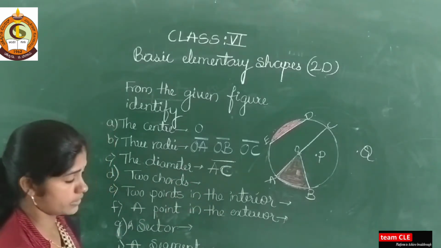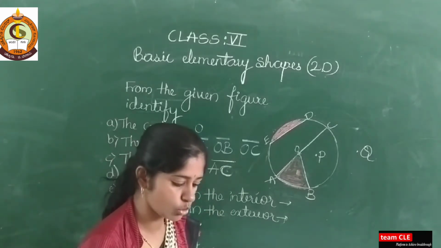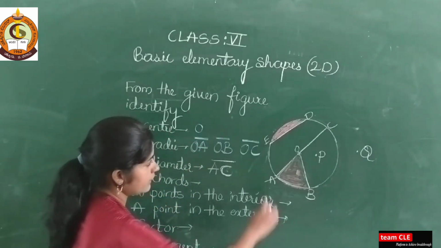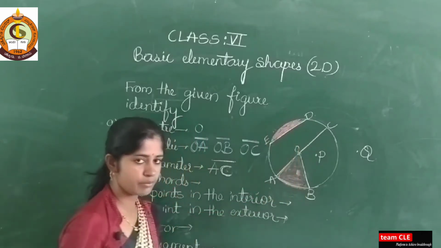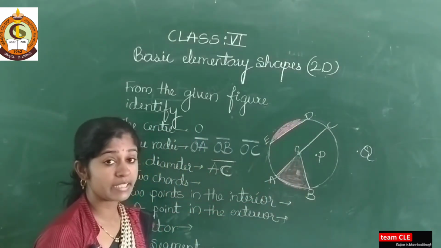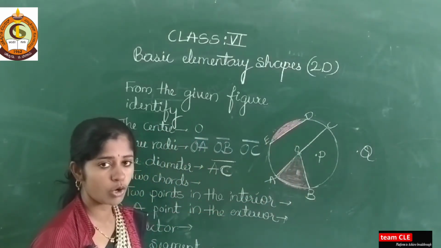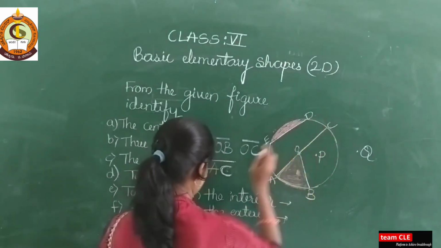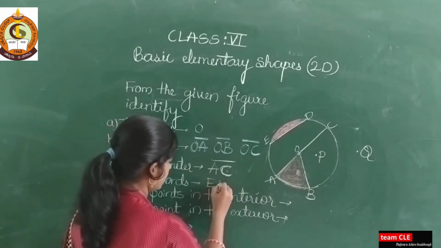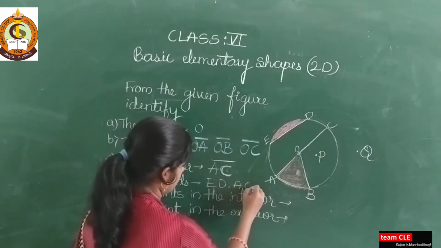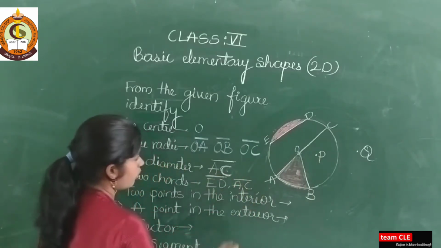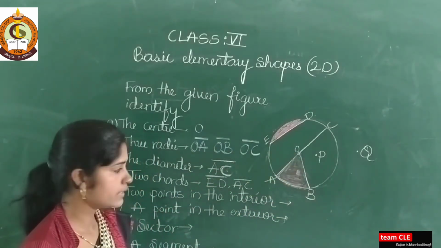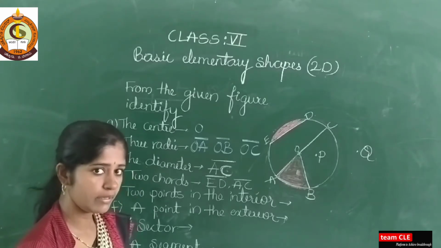Then 2 chords. Tell me where are the 2 chords? See here, ED is a chord, and in previous videos I taught that the diameter is the longest chord of the circle. So here ED and AC are the 2 chords of the circle. I hope you are getting my point.